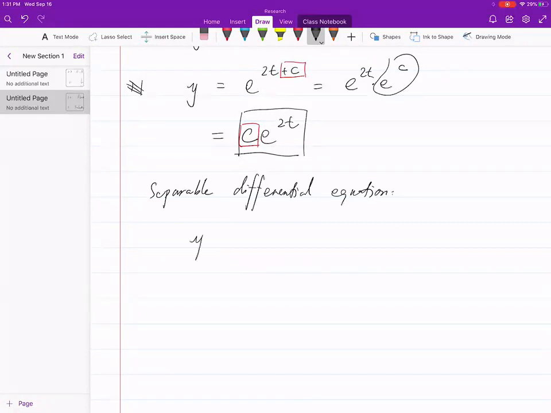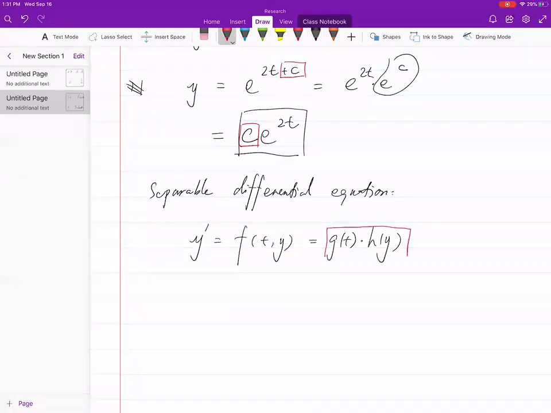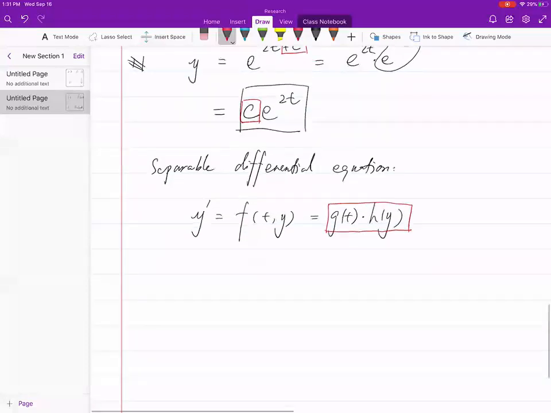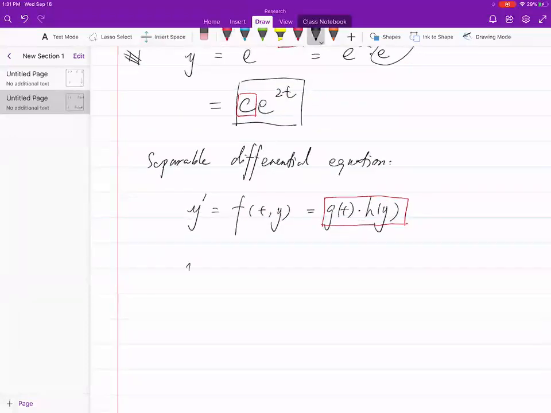In general, we have y prime equals a function of t and y, and they can be any type of thing. But then somehow, if you can separate t and y to be one and another, this is called separable. Then what you can do is move everybody with y on one side, everybody with t on the other side.